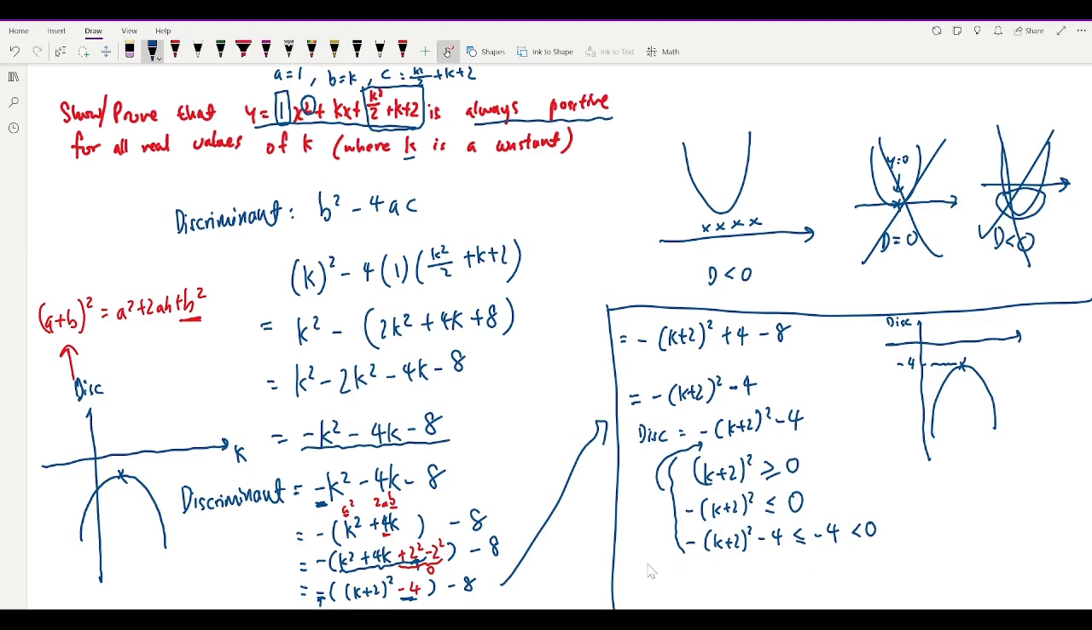Okay, and therefore you can conclude that, since the coefficient of x squared equals 1, which is more than 0 in the original equation, this shows that the original graph is U-shaped. And the discriminant is less than 0. Then y equals x squared plus kx plus k squared over 2 plus k plus 2 is always positive for all real k.